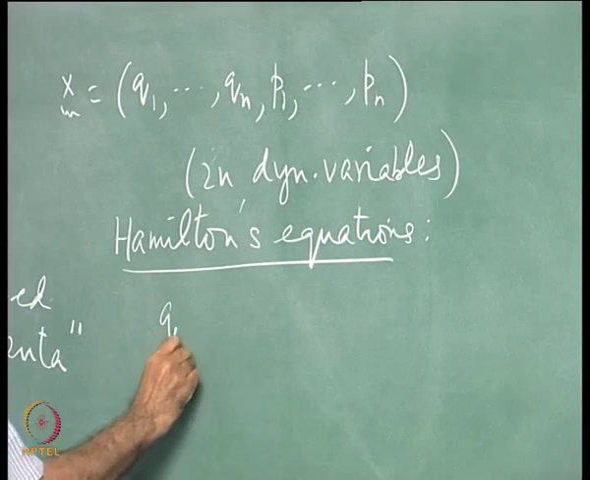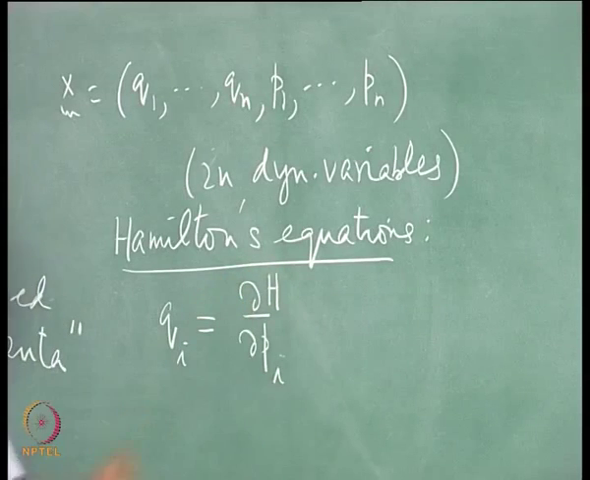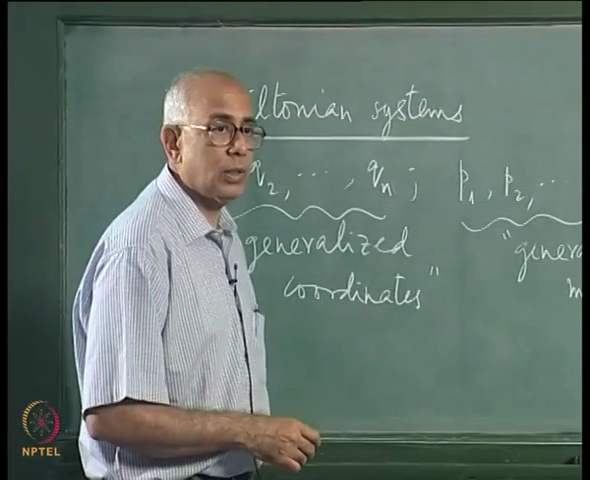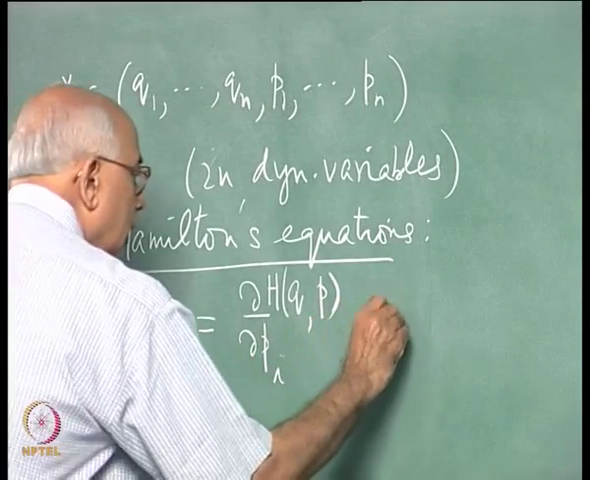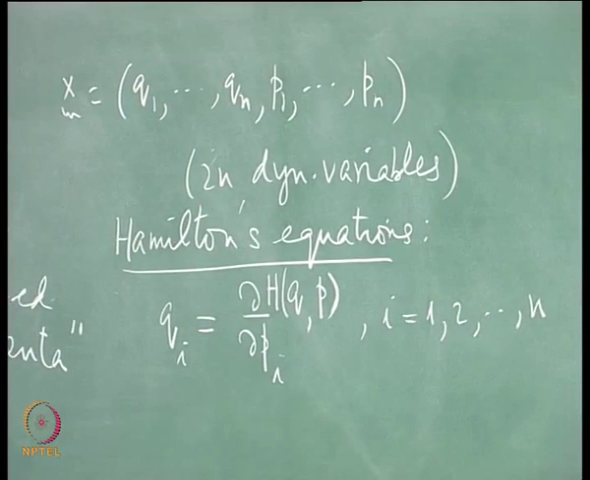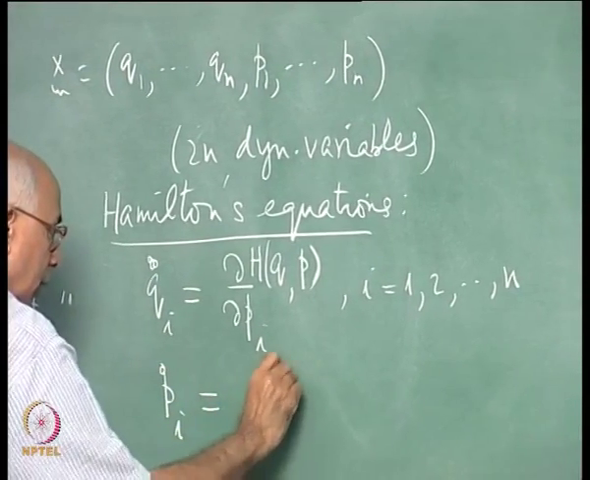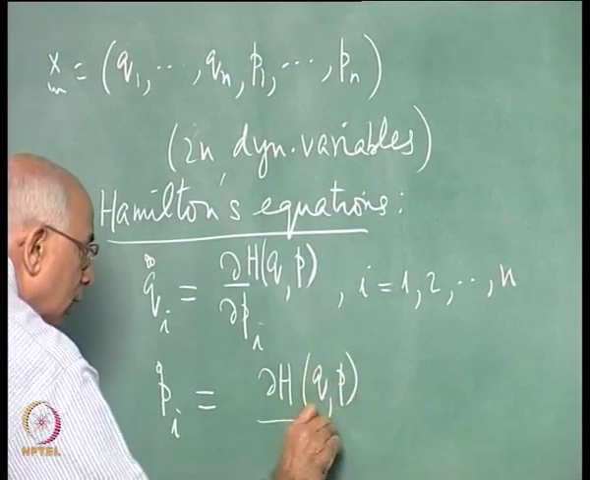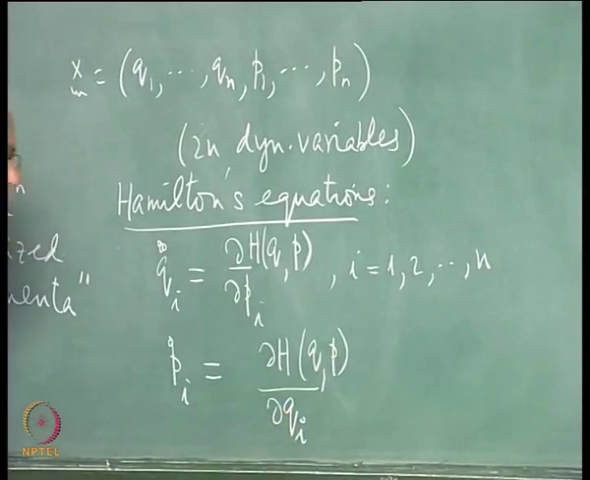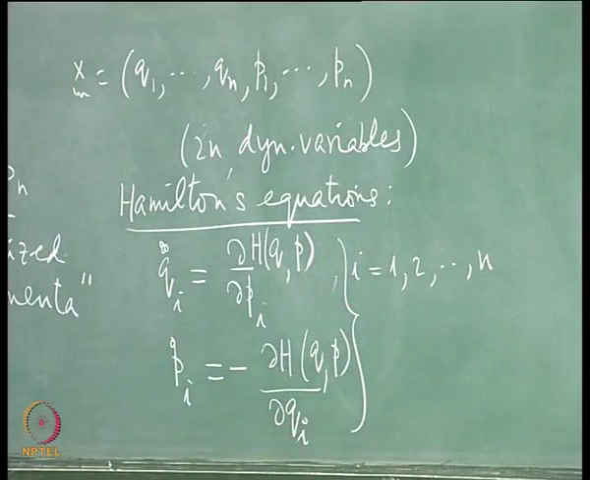The equations of motion which correspond to our dynamical equations go by the name of Hamilton's equations. And they read as follows: qi dot is ∂/∂pi of a certain scalar function H of all the q's and p's in general, and let me abbreviate that by just writing it as H(q, p). That stands for all 2n variables in general, and this is true for each i from 1 to n. And the rate of change of pi is again given by the partial derivative of the Hamiltonian, but with respect to the conjugate generalized coordinate qi with a minus sign, and this set of equations is valid for each i.